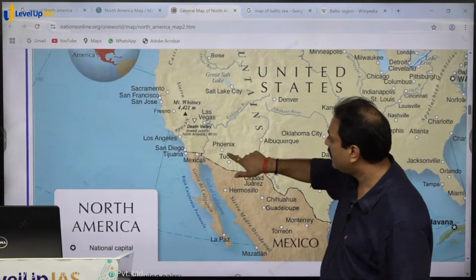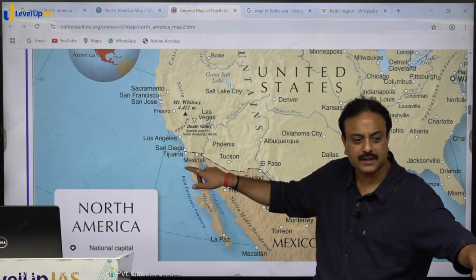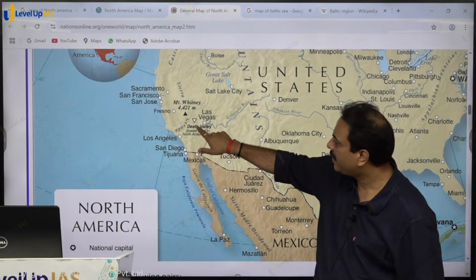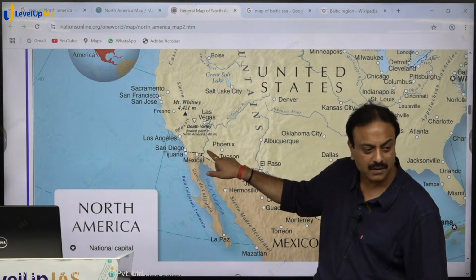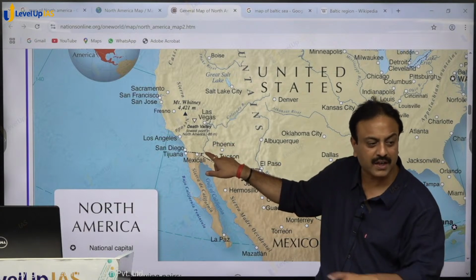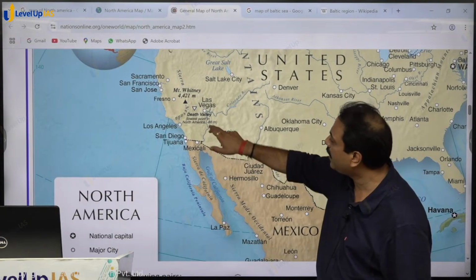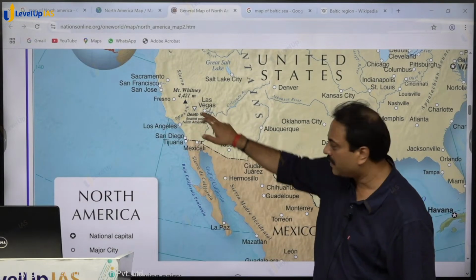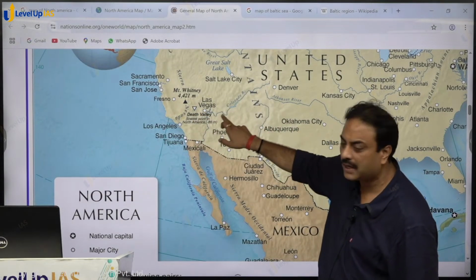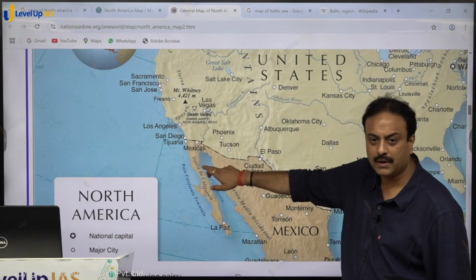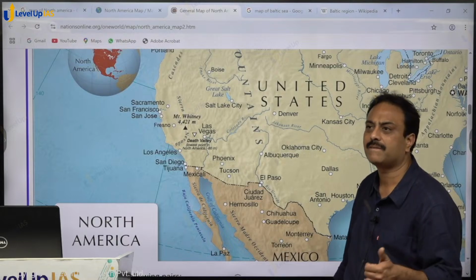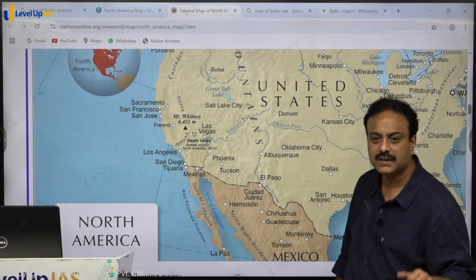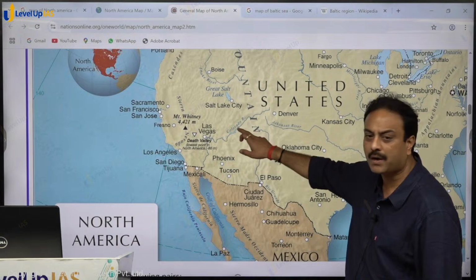Death Valley. Someone was questioning, excuse me, here. Death Valley. Reverse triangle, minus 86 meter. So it is below mean sea level. So it is written as minus 86 meter. Here you are having Grand Canyon, River Colorado over here, and this is River Colorado. See, are you getting that? Here Colorado is having a tributary that is called as Gila. Gila is a tributary of Colorado.